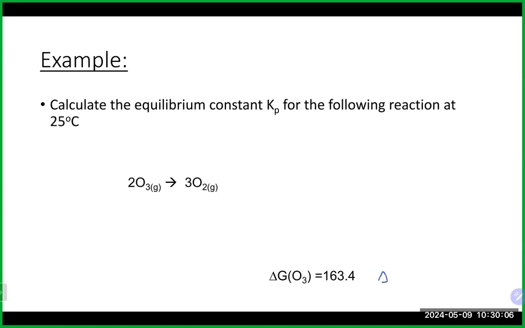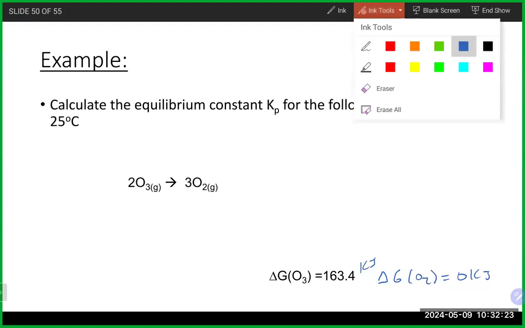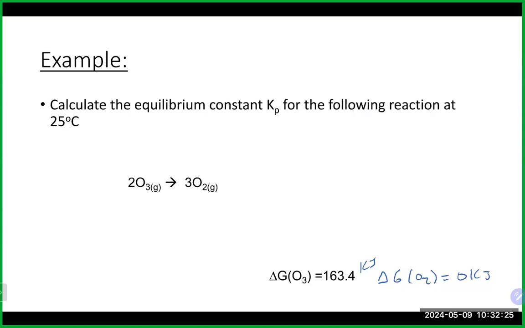Here's some delta G values you can find from the table. Let me add O2 to the mix. That is 0 kilojoules. Okay, so let's take a look at this one. Like I said before, there's a number of formulas that involve delta G, and the only one that really has the equilibrium constant in there is the one we just saw, which is delta G is equal to minus RT natural log of K.